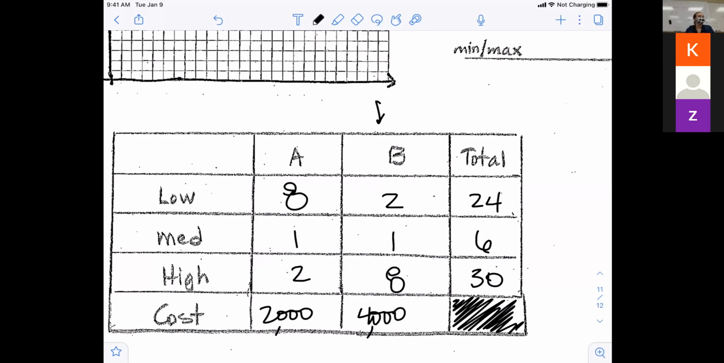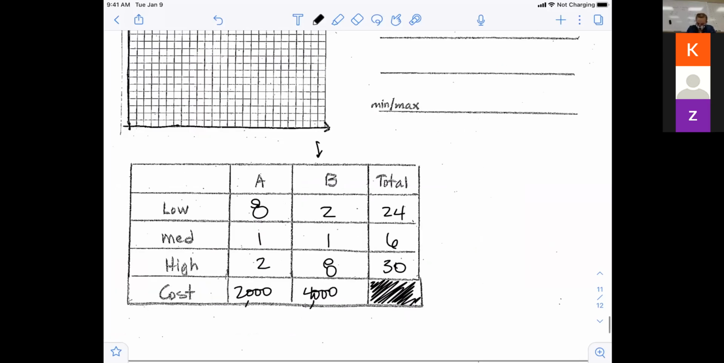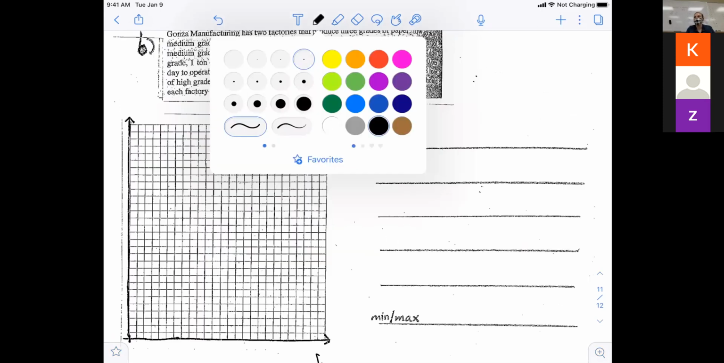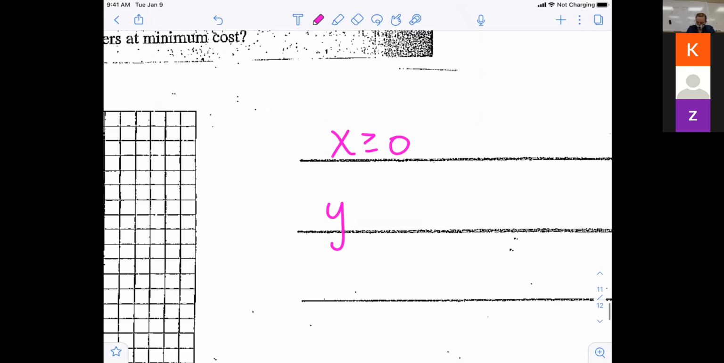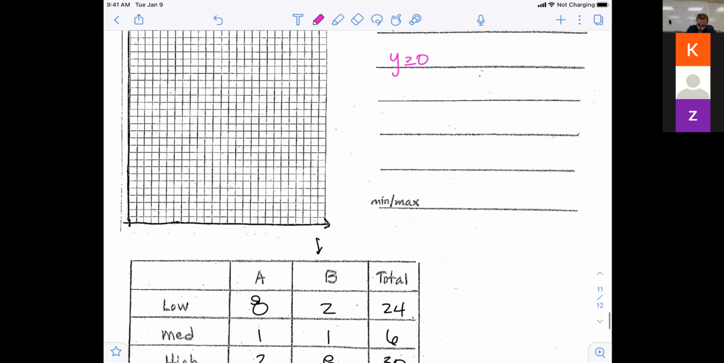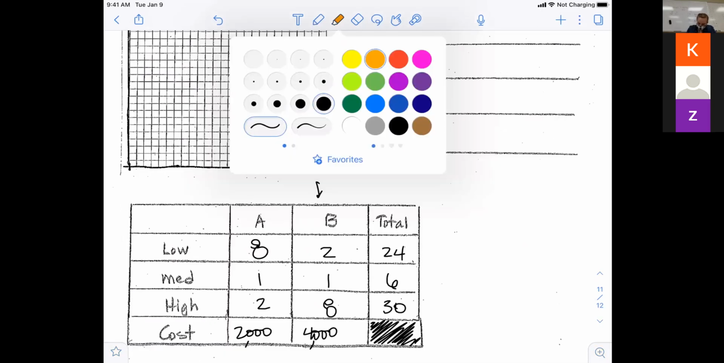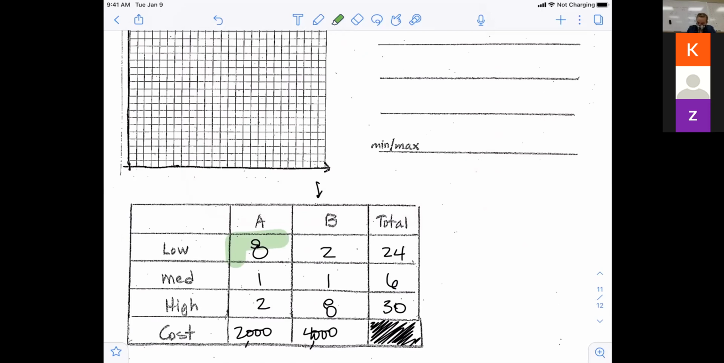Okay, can we start writing some equations from that? Remember that we always start with x is greater than or equal to 0, and y is greater than or equal to 0. Those are easy. Get those points down. Then we have to do the other one. So let's do low, medium, high. I'll do low in green, 8x. Again, let's make A be x and B be y. Just keep it consistent. 8x plus 2y.